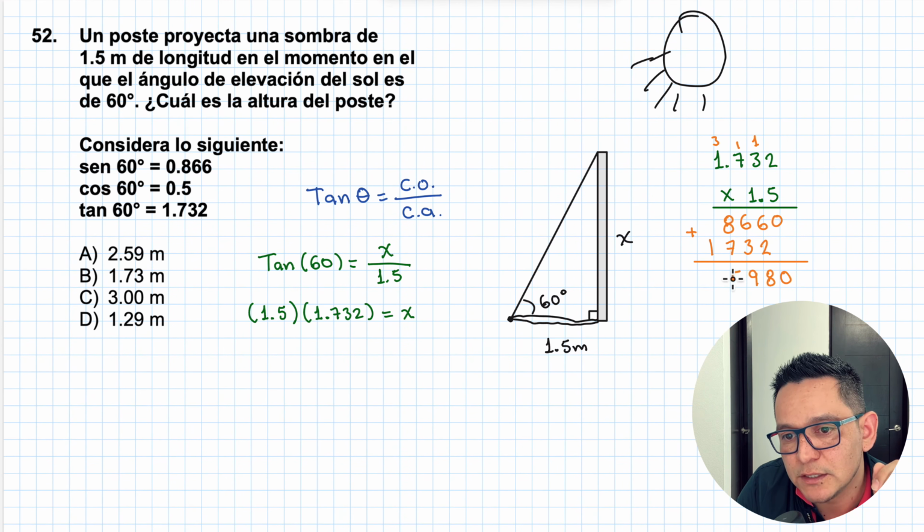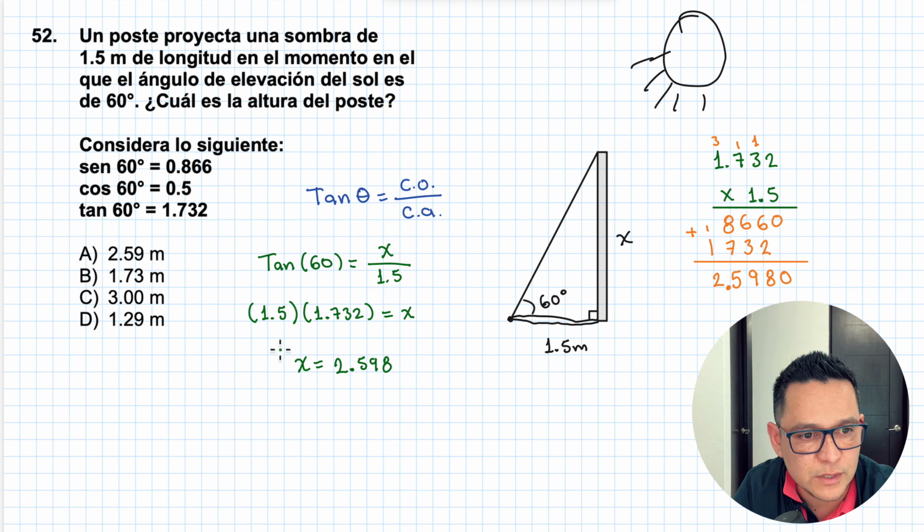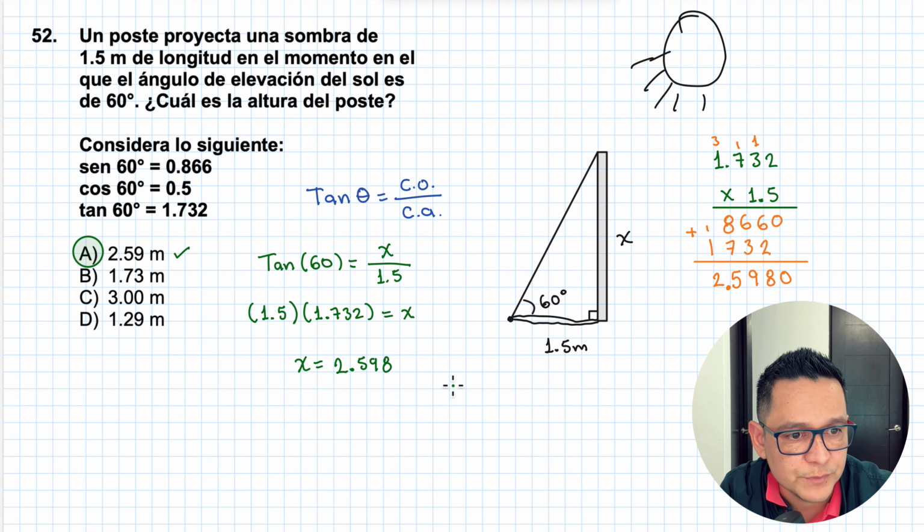Carry the 1, plus 1 is 2 in total. We have 3 and 1 more makes 4 decimals. So the decimal point will go here. And now we have the result of the operation. 1.5 times 1.732 gives me 2.598. Right? So what's the solution? 2.59 more or less. 2.6, that's it, right? 2.59 meters here. It actually would have been better to round up to 2.6. But anyway, that's fine. That's the solution.